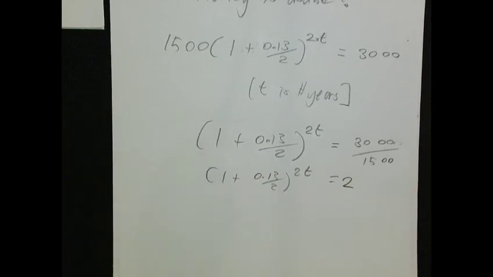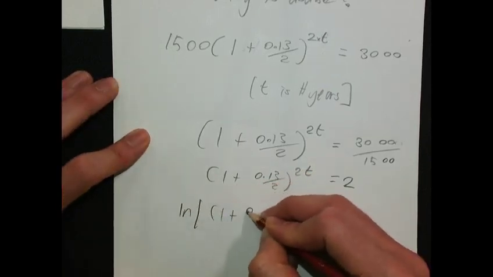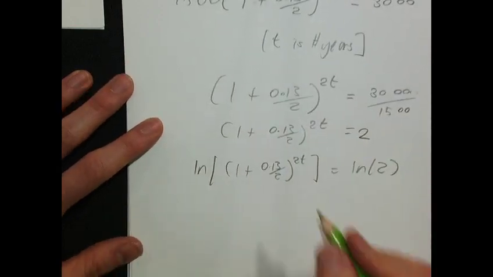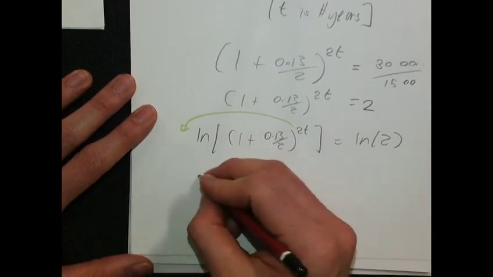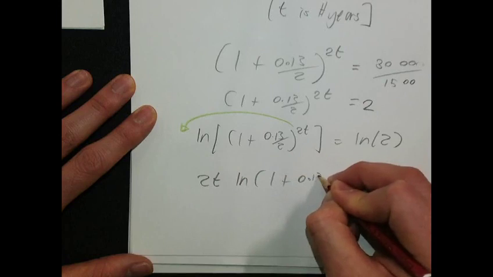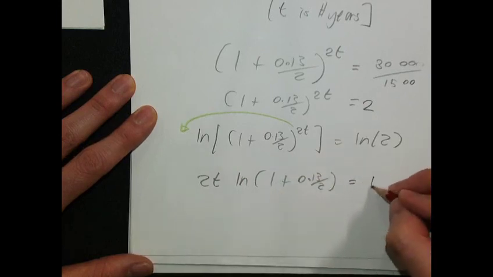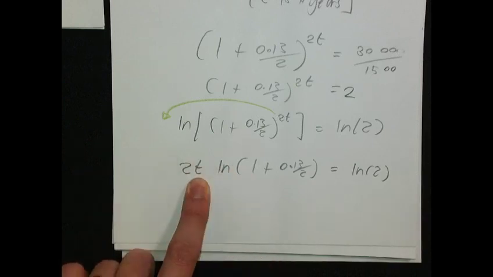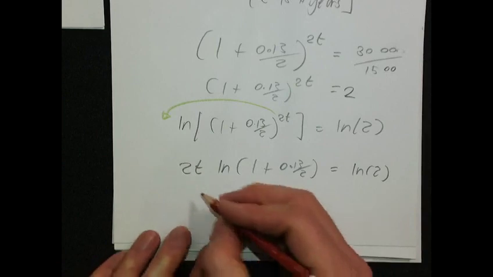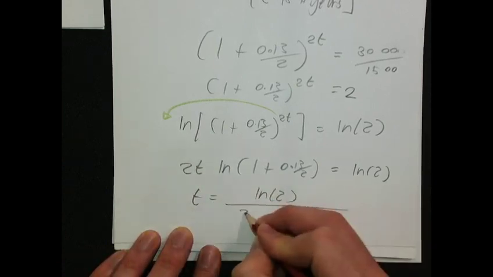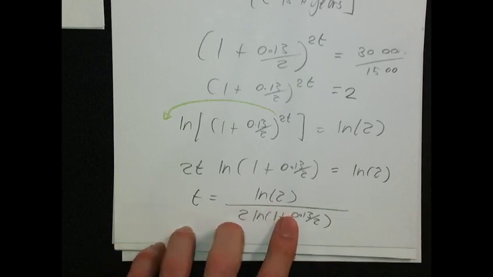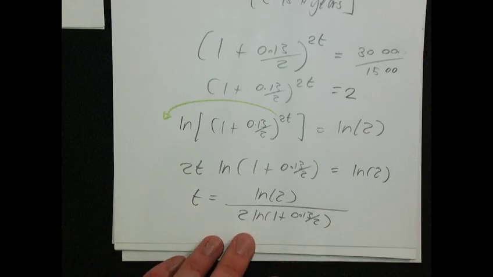And now we need to deal with the fact that this is in a power, so we'll do ln on both sides. Like that. And the 2t, because it's in a power, will come down. I'm sure I could figure out what that is, but I just can't be bothered. And then I want the t by itself, so I'm going to have to divide by the 2 and the ln whatever to make them both go away. Like that. Because the 2 and the ln stuff were both attached to the t, so I had to divide them both. And then whatever this works out to be is what t is.